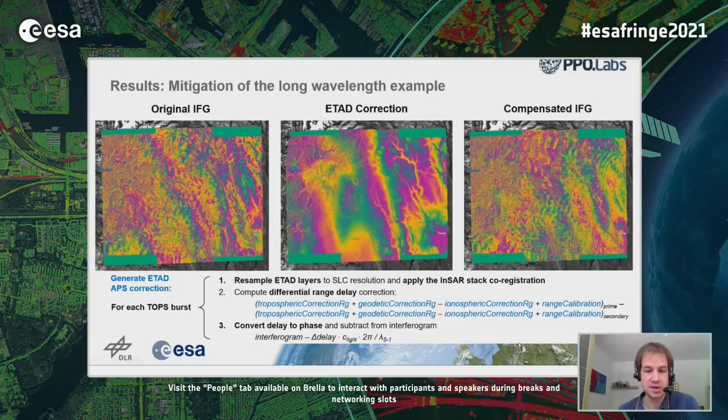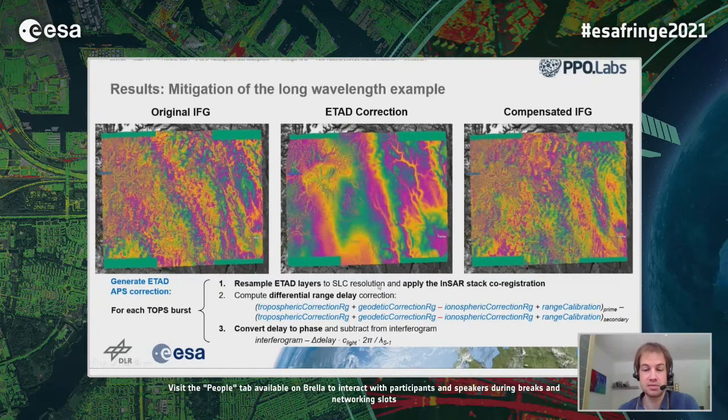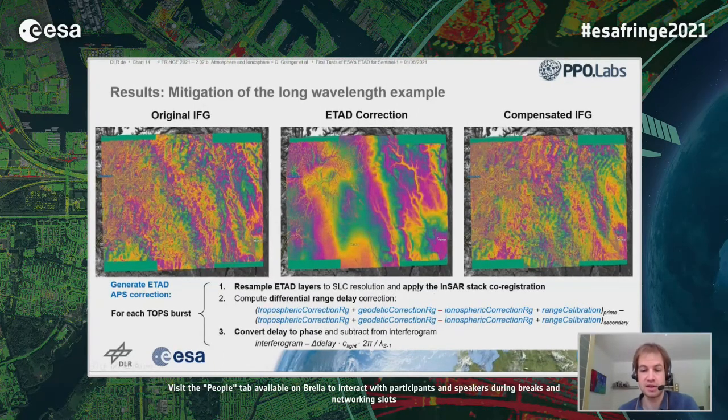So here on the bottom, you can see in a nutshell what is to be done. It's very simple and also very close to what we do with the standard SLC. We apply co-registration to the ETAT layers that are sampled to SLC resolution. Then we just rearrange the different components for their correct signs. Prominently, of course, the ionosphere has to be inverted from delay to phase correction. And this information then can be converted into phase information and subtracted again from the interferograms.